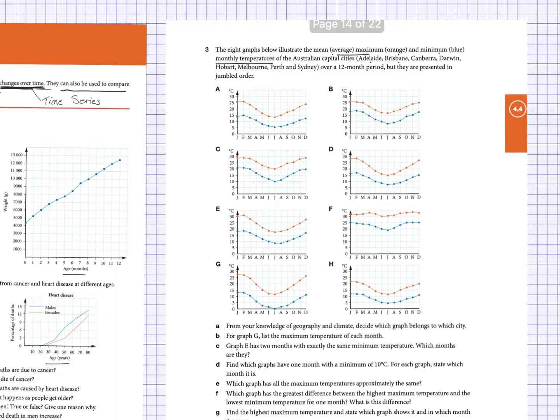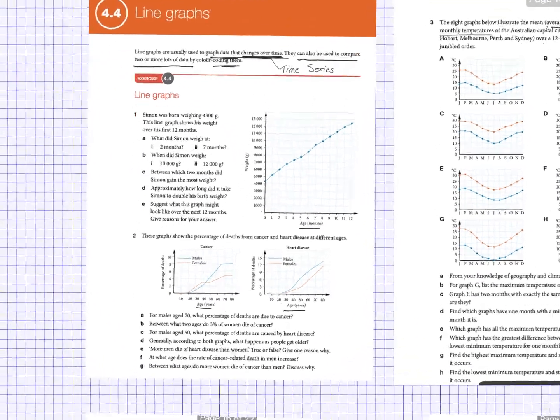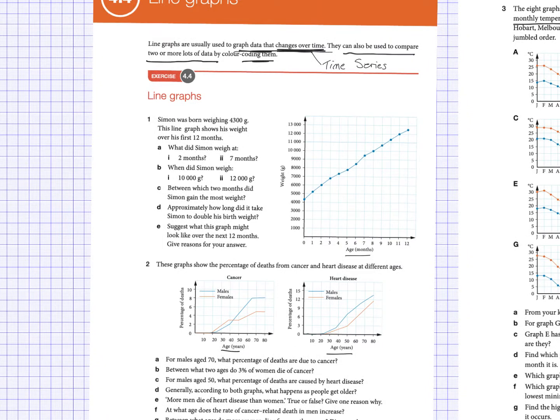All right, so line graphs can be used to show two or more lots of data by color coding them. Another example is here. This one says the percentage of deaths from cancer or heart disease. So we have males and females, so two different sets of data.